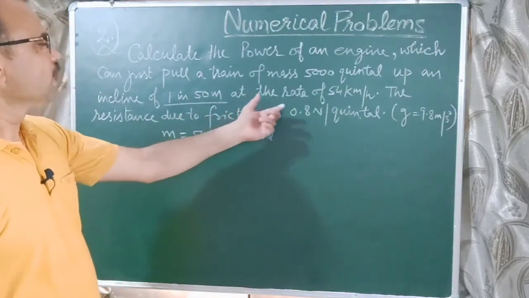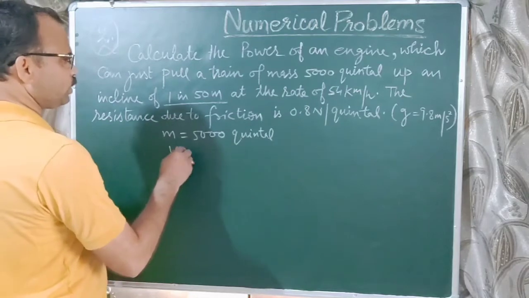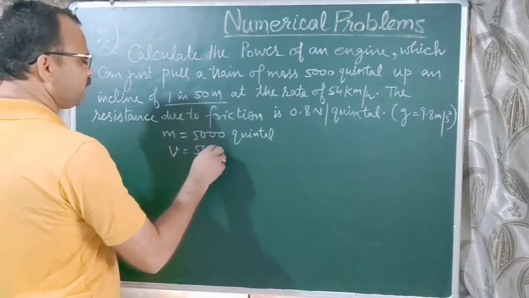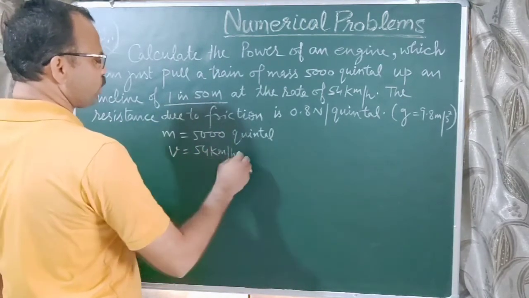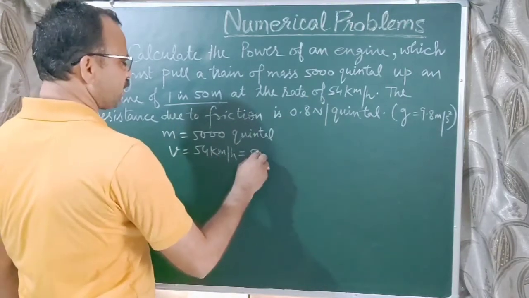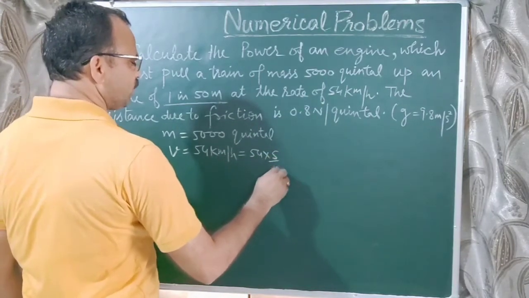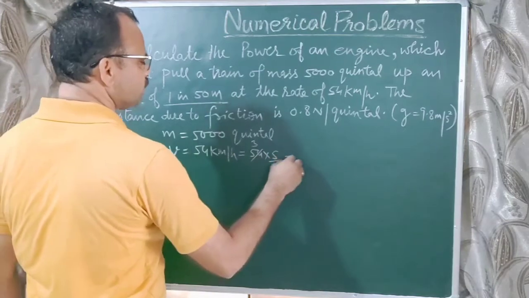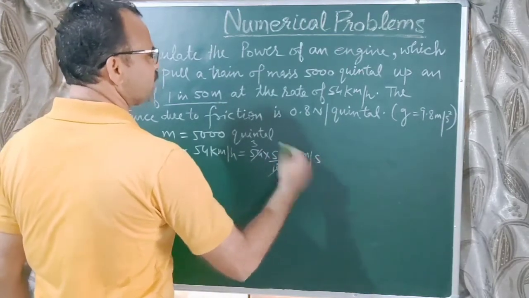At the rate, means v equal to 54 kilometer per hour. First we have to convert kilometer per hour into meter per second by multiplying by 5 upon 18. So 18 times 3 is 54, which means 15 meter per second.